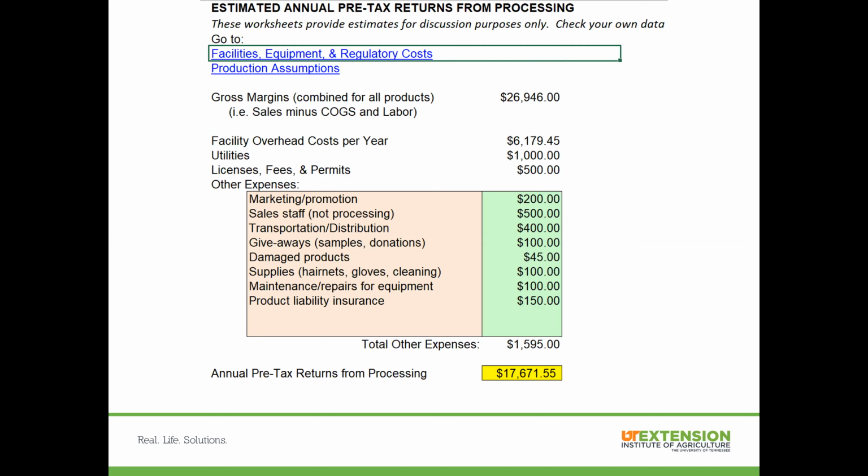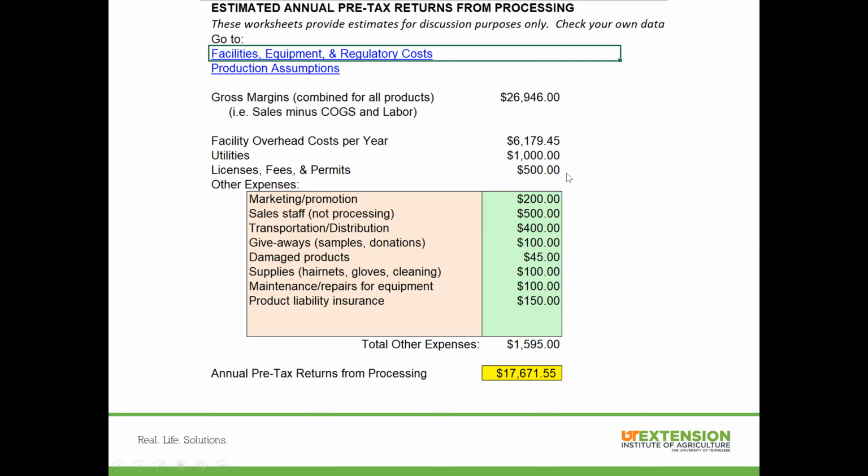That's what we're projecting. Then we've got our facility overhead costs per year. You remember we calculated that at the beginning. We took our cost of the facility and the cost of the equipment, and we divided it by the number of days in the year and so forth. Our facility overhead costs per year is a little over $6,000. We said that our utilities for the year would be $1,000, and our licenses would be $500.